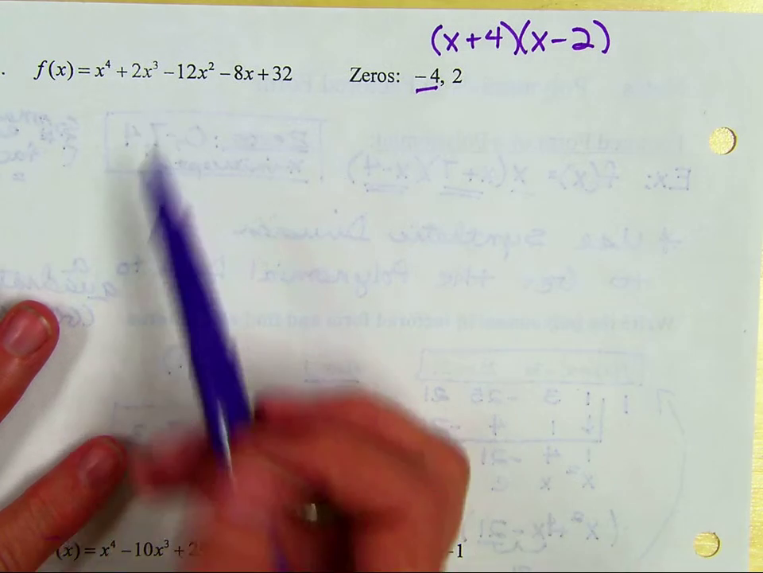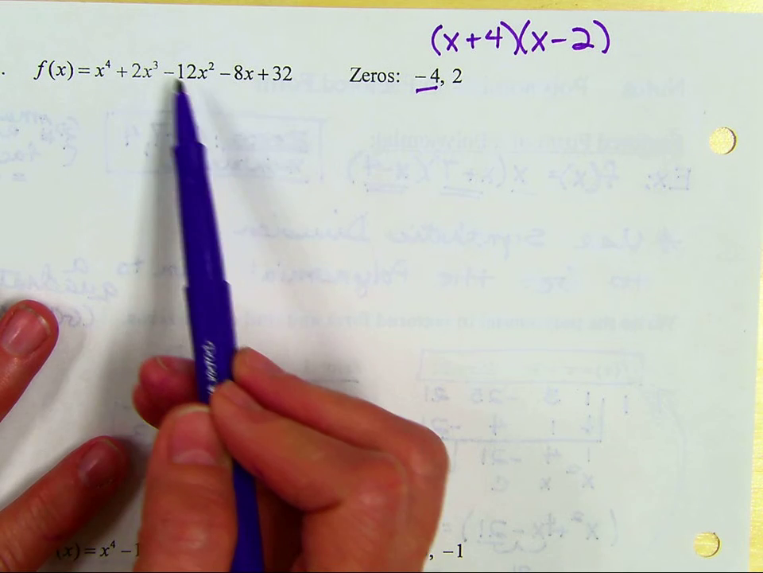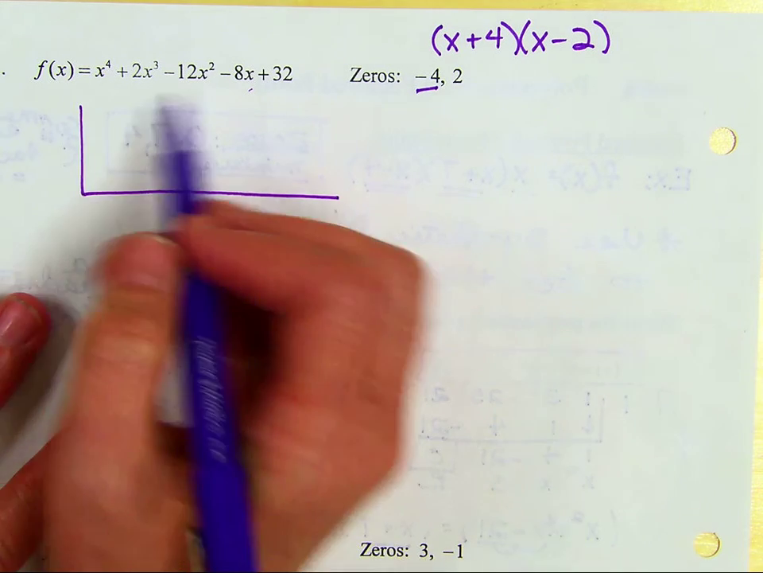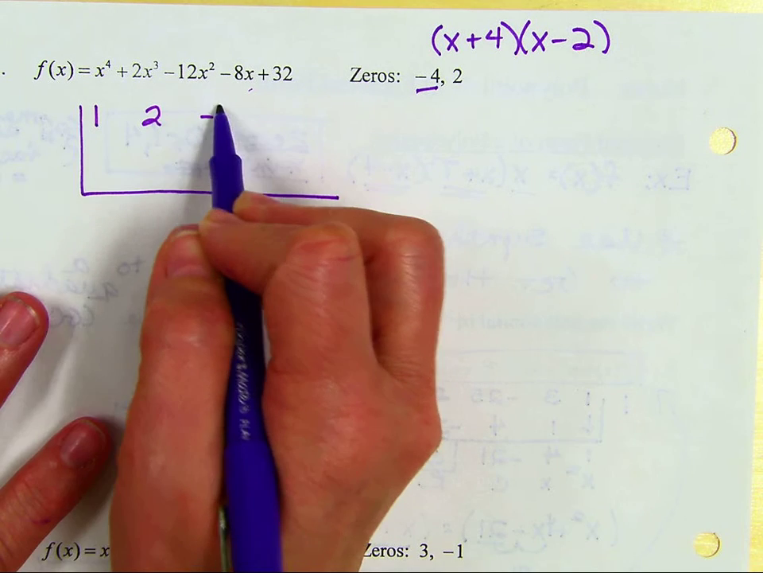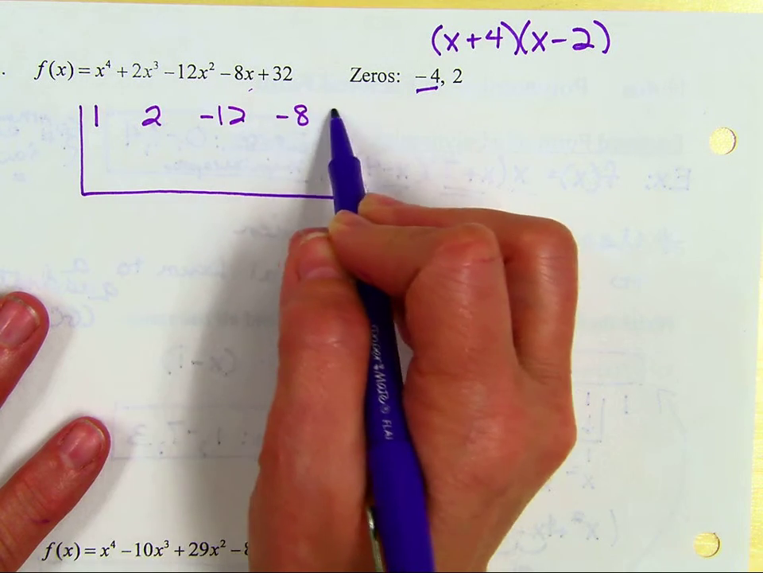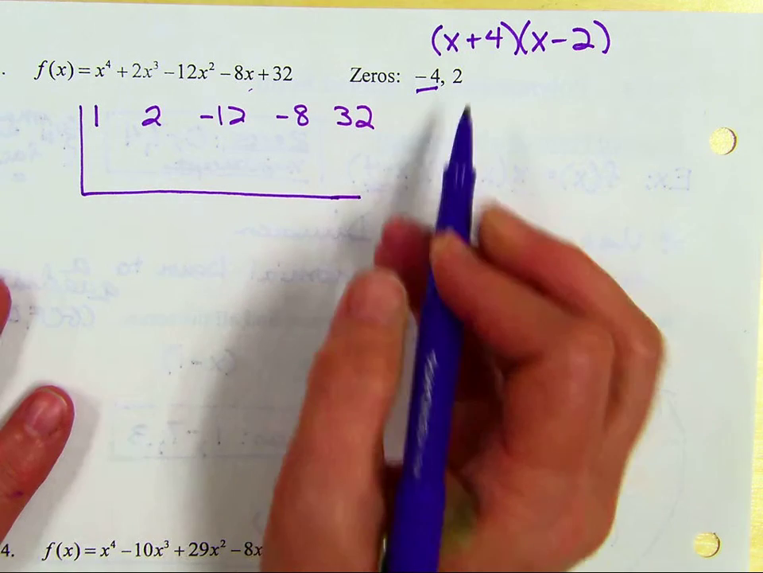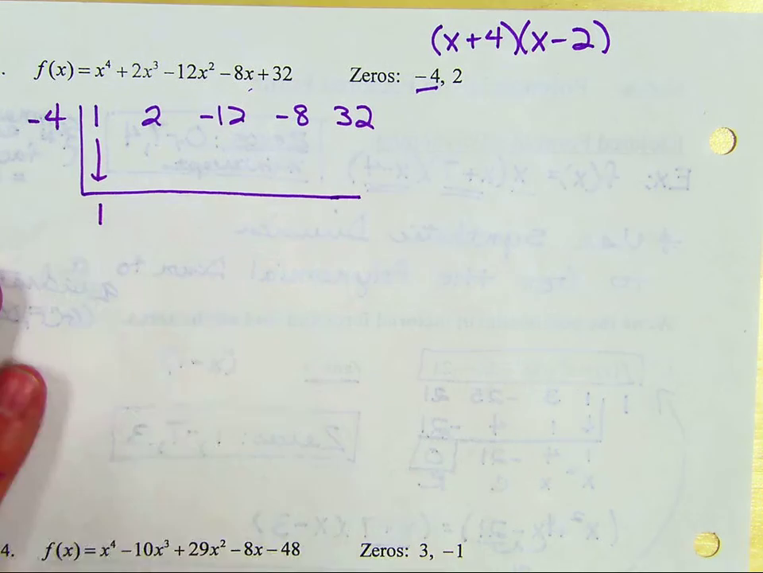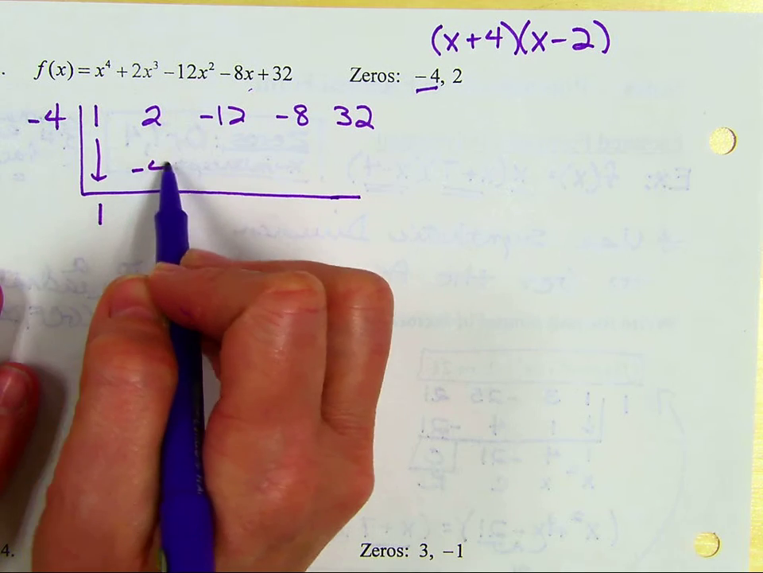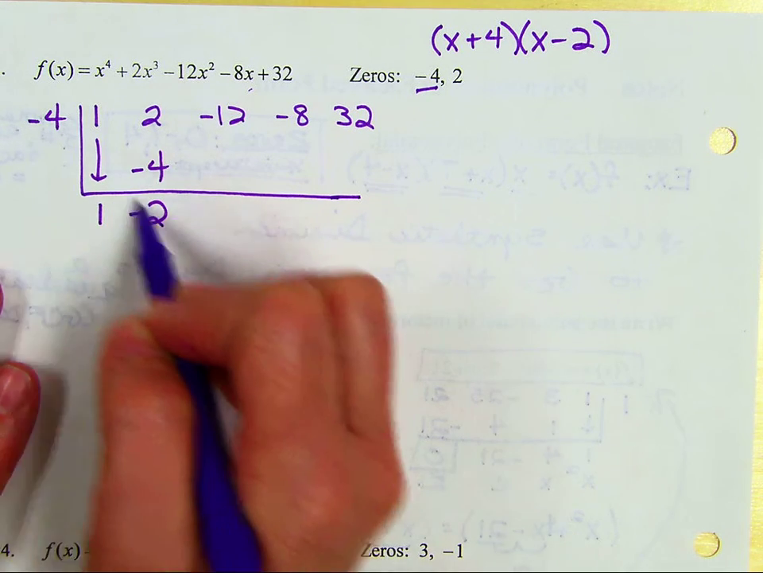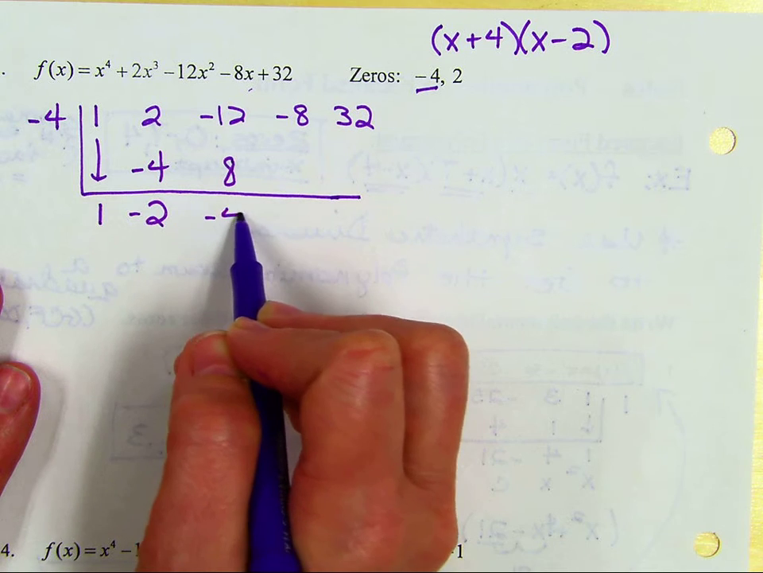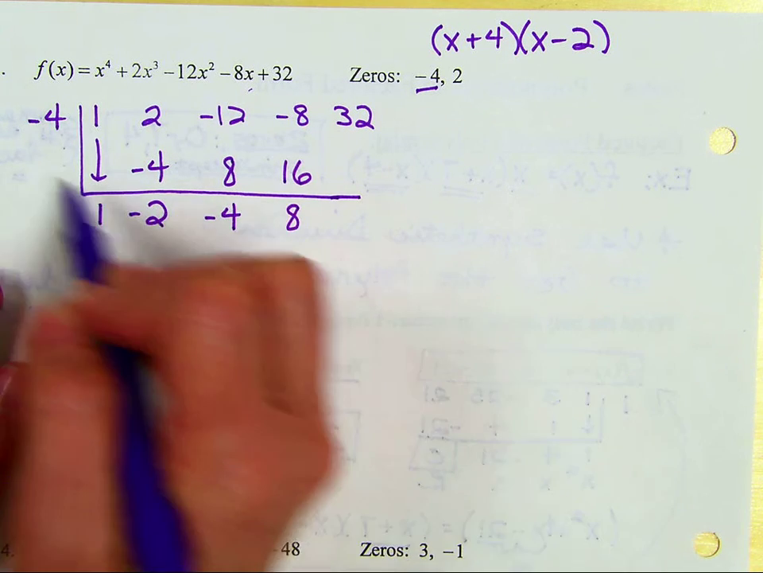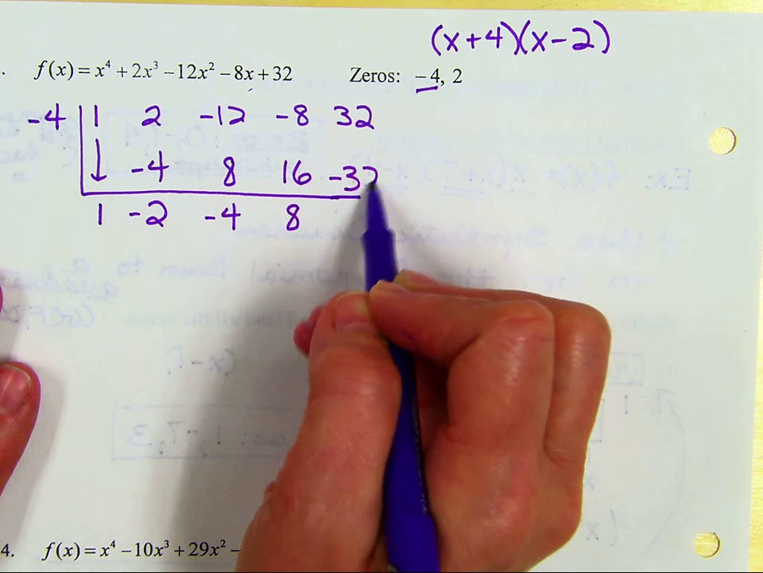So let's check. I've got x to the 4th, x cubed, x squared, x, and my constants. So everything is in line. 1, 2, -12, -8, 32. Divide that by a -4. So first one comes straight down. Multiply, write it, combine. Multiply, write it, combine.